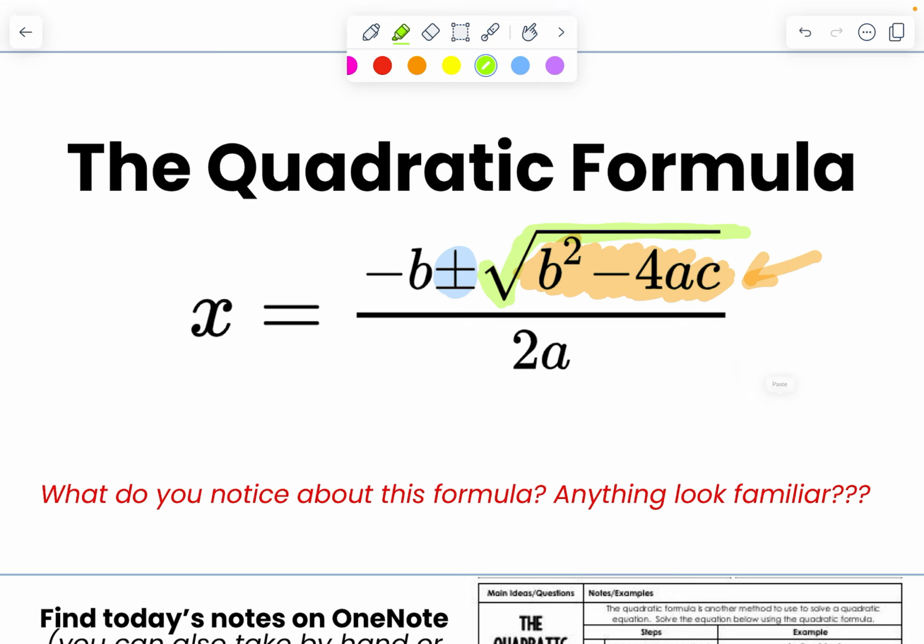And then lastly, somebody told me they remember the opposite of b over 2a from when we were doing standard form, trying to find the vertex and the axis of symmetry. I was like, wait a minute, this is great! There are tons of parts of this formula that we are so familiar with, it's not even funny. So even though it looks really large and overwhelming, we can totally do this, and that's what we're going to do today.